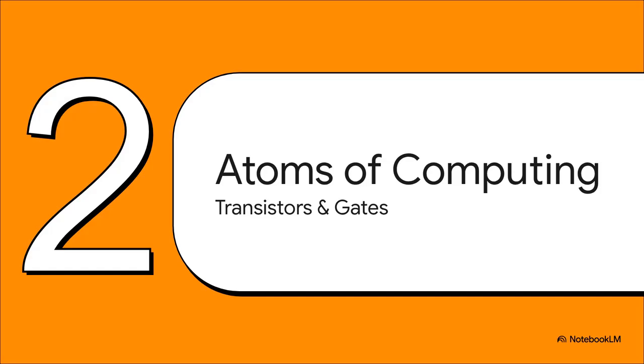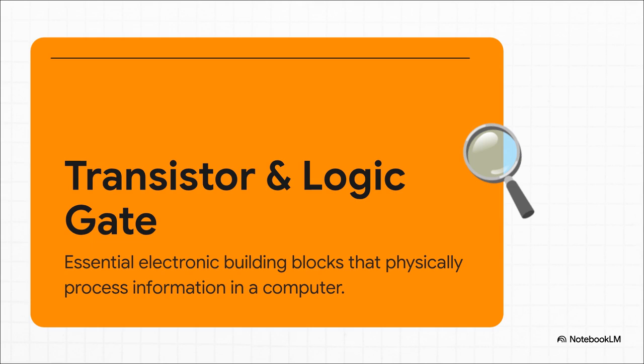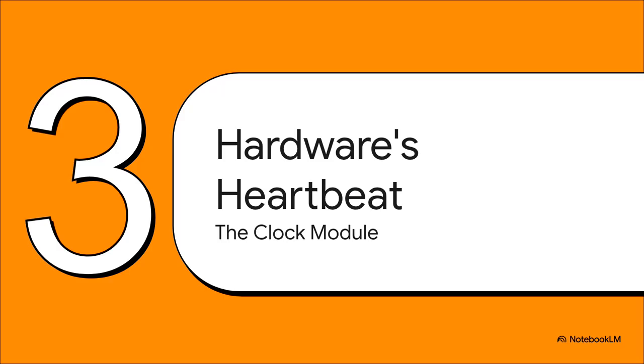Which brings us to part 2, the atoms of computing. Let's talk transistors and gates. So, transistors act as your raw electronic switches. But when you wire them together into logic gates, they actually elevate physical voltage into binary logic. These gates channel electricity to perform Boolean operations, serving as the essential building blocks that physically process information before any software is even involved.